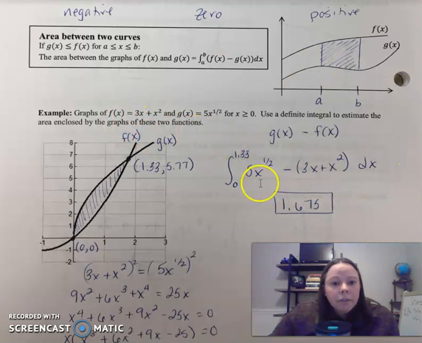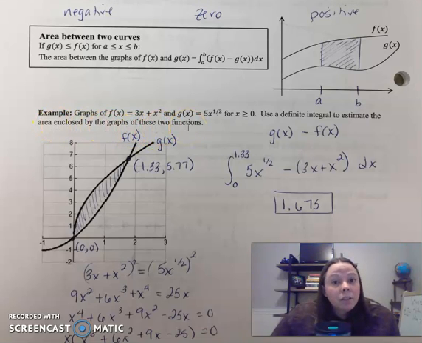Okay, so graphs of f of x and g of x are given here. And so 3x plus x squared, that's the parabola. That's your f of x here. And then 5x to the 1/2, that's here. That's your radical function there.